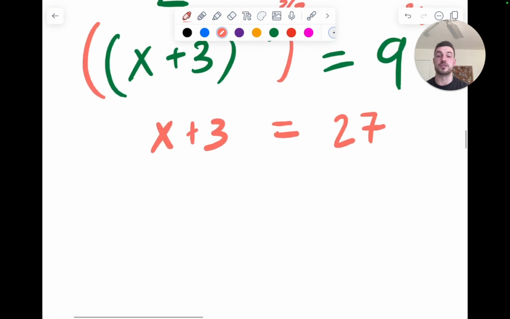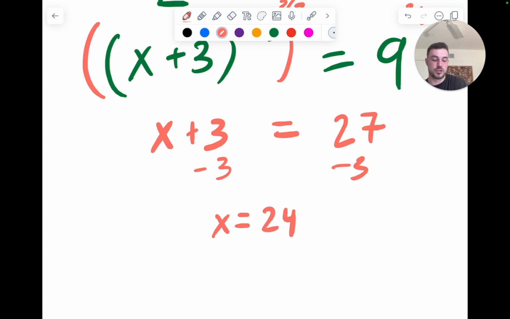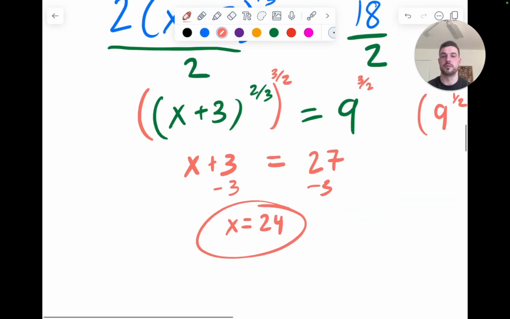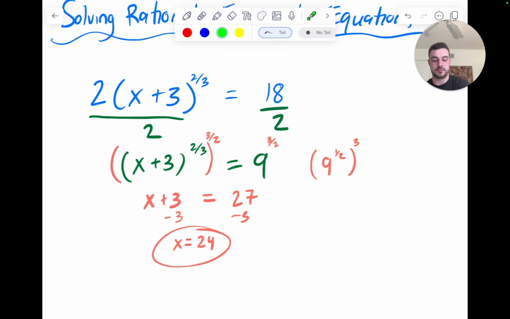Lastly, let's just finish and solve. Isolate that variable. I'm going to subtract 3 from both sides, and I will end up with x equals 24 as my solution. So we isolated our rational exponent. We undid that exponent using its reciprocal, and then we solved.